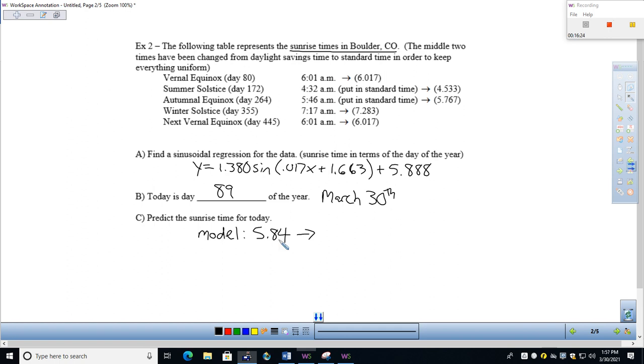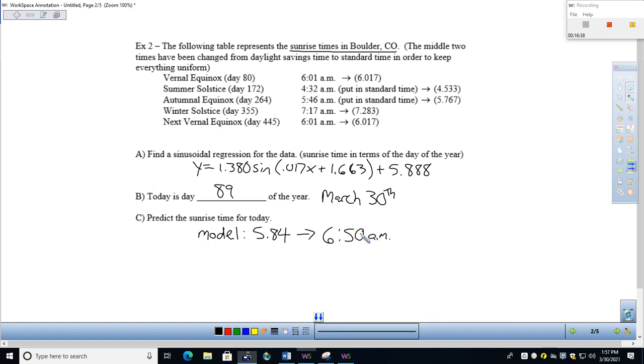So as a result, 0.84, if I do 0.84 times 60, I get 50 minutes past the hour. And so in reality, this would be 6:50 a.m. So instead of 5:50, because of this 5 right here, I have to spring it forward because of daylight savings. So it's 6, and then 50 minutes out of 60. So 6:50 in the morning.